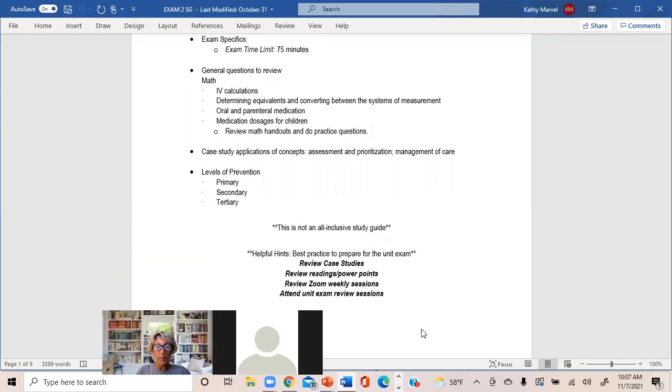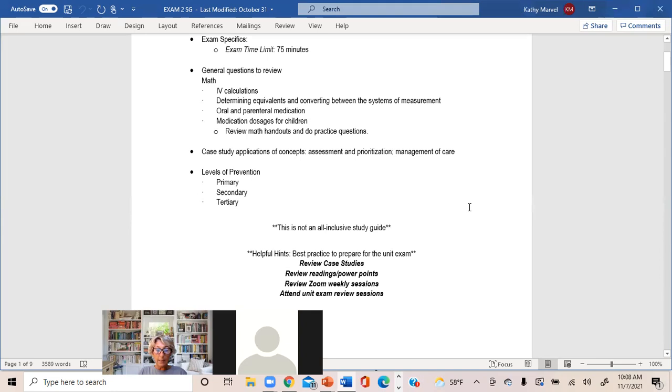We know that this is not an all-inclusive study guide. Helpful hints: review your case studies, especially the rationales. I am big on rationales. I review rationales when I meet with students after exam reviews, and go through incorrect questions. I really hone in on the rationales for the incorrect questions, because I think that's an area for great learning.